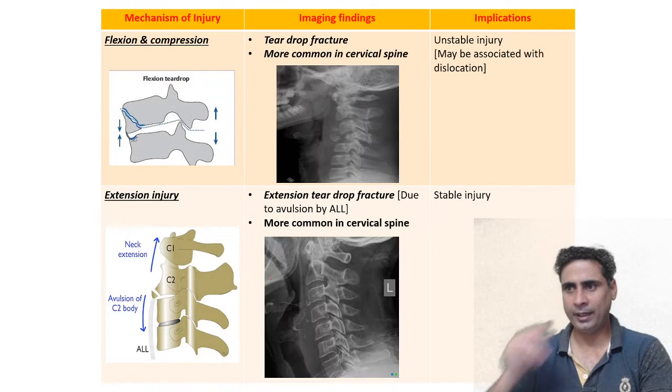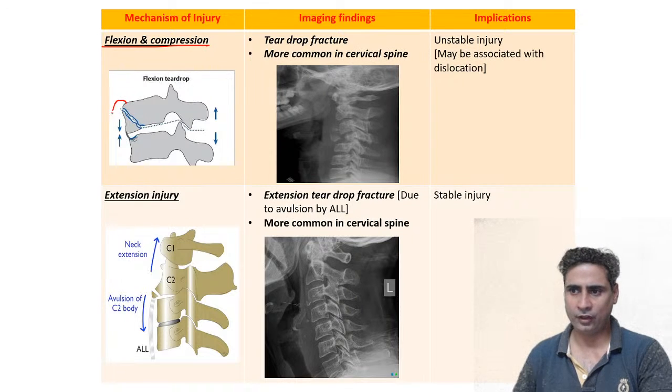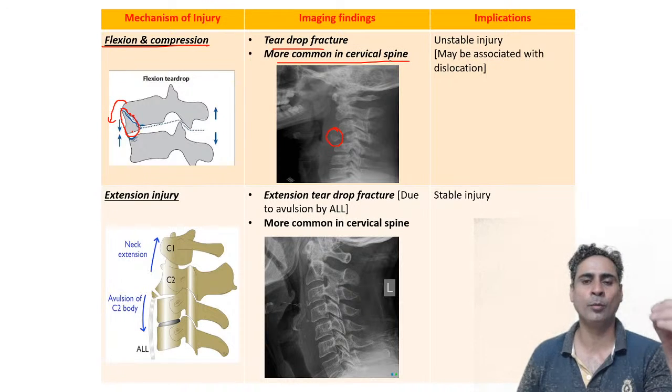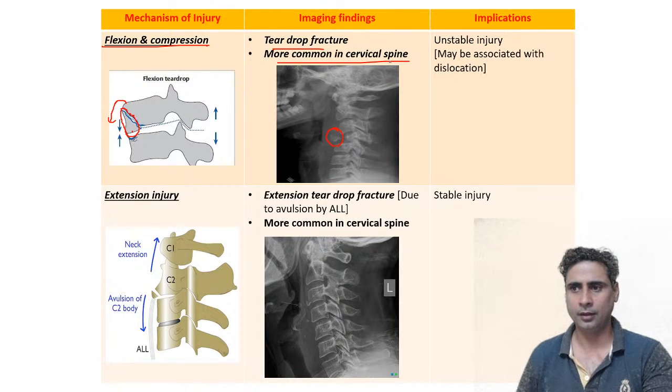The next type of mechanism of injury is flexion compression, where along with flexion there is some compression on the anterior side, which will lead to this teardrop fracture. Here you can see a teardrop fracture, more common in the cervical spine because flexion and extension are more common in the cervical spine.